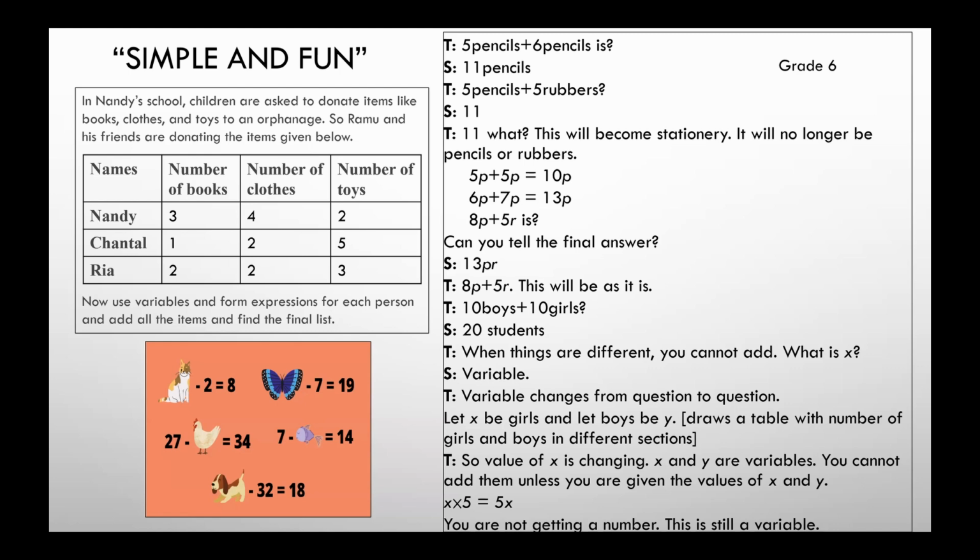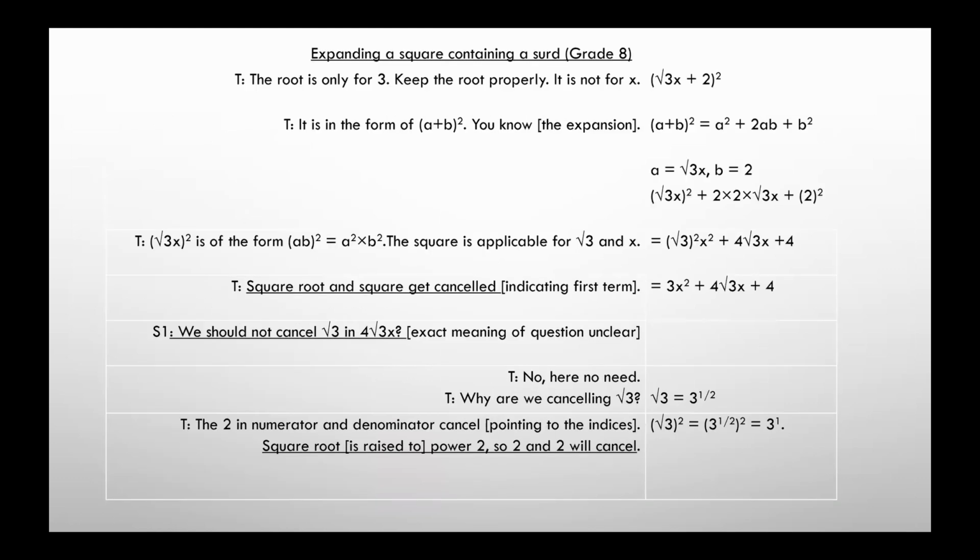Therefore, x into 5 is 5x, but x plus 5 is not 5. x plus 5, you're not getting a number. This is still a variable. So she tries in vain actually to communicate to children why x plus 5 should be left as x plus 5. Okay, now let's look at one more lesson very quickly.